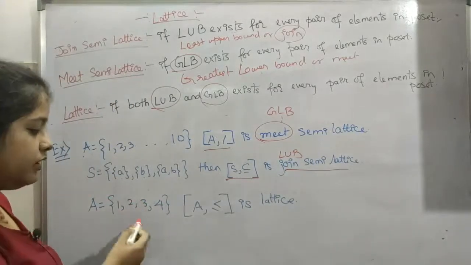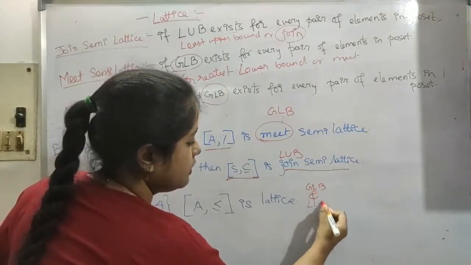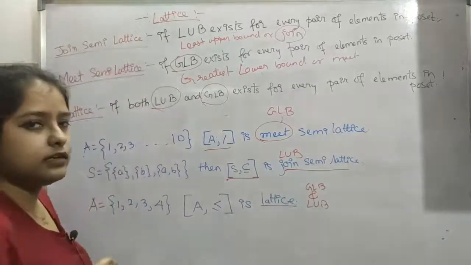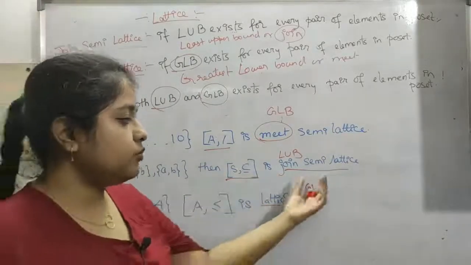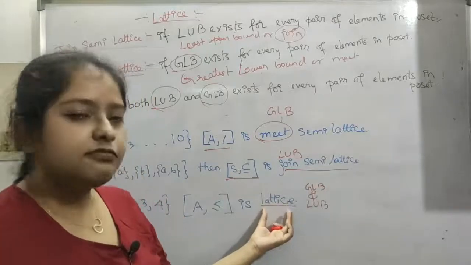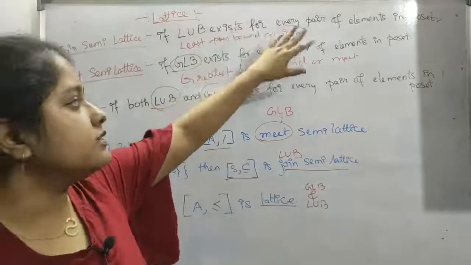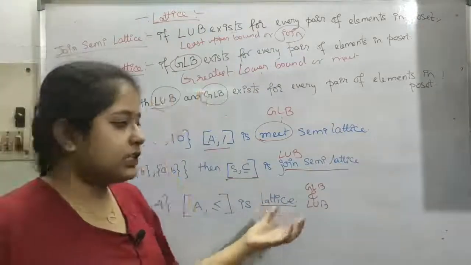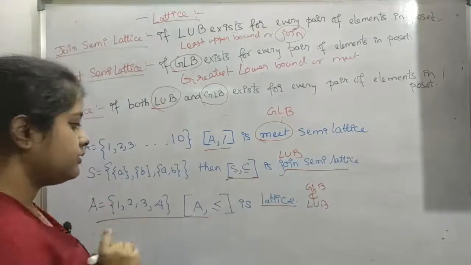Now next, A is 1, 2, 3, 4 and so on. We have already seen it has both GLB and LUB, so this is a lattice, a full lattice. It is not semi, because it contains both GLB and LUB. A semi-lattice will contain either this or this, but a whole lattice will contain GLB and LUB both, then we can say this is our full lattice.